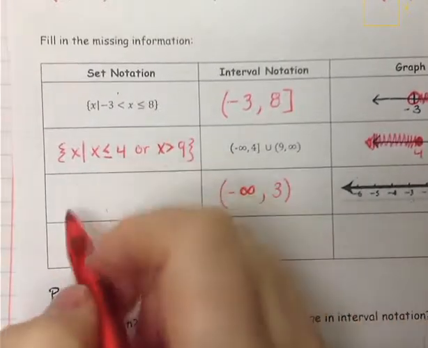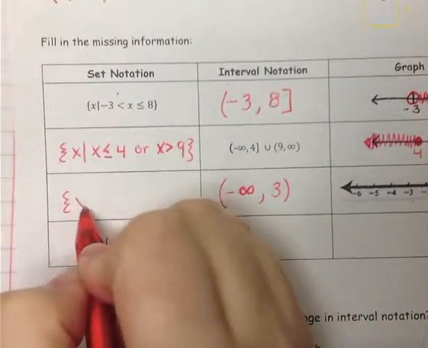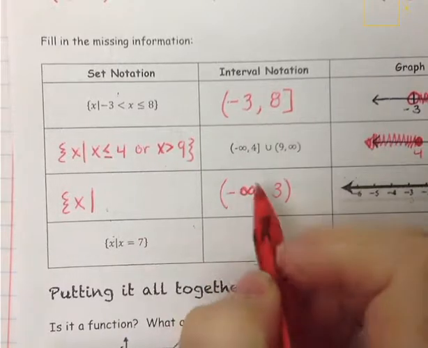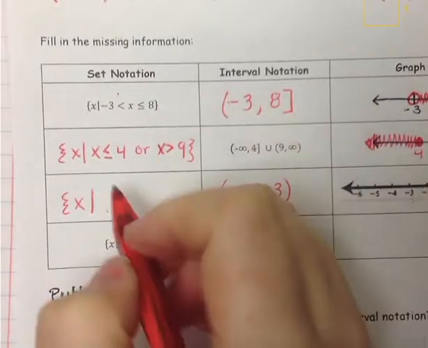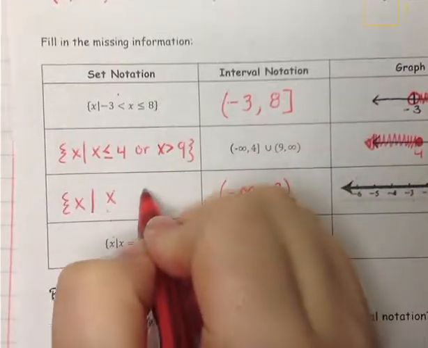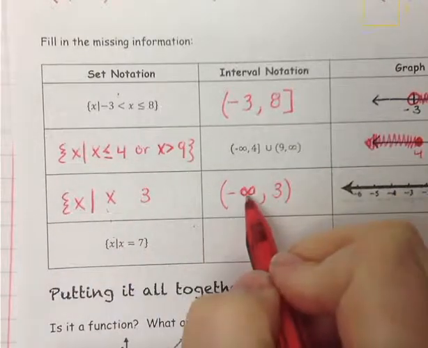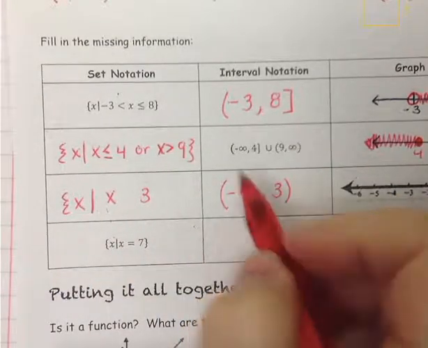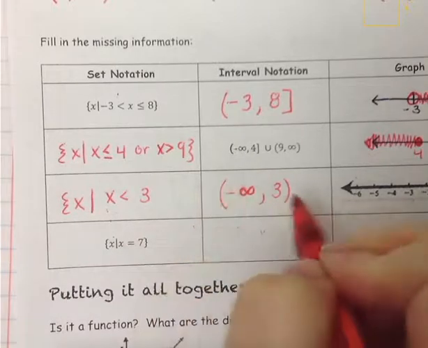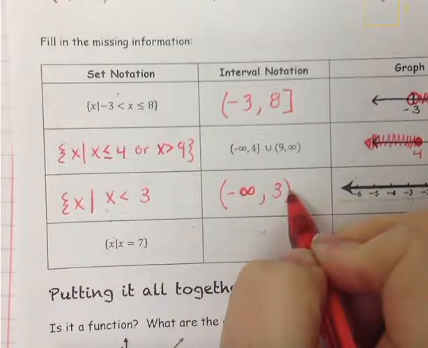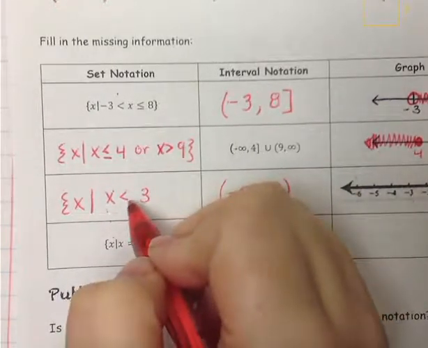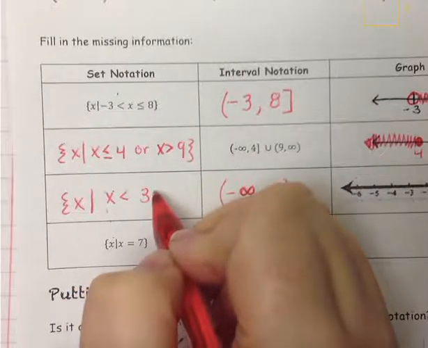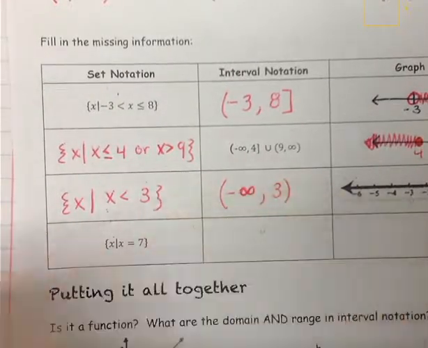For our set notation, squiggle x such that. One number means I'm going to have my one inequality, so I'll have my x and I'll have my 3. My inequality wants to go towards the negative infinity, so that's a less than. It is not closed at 3, so I do not have the equality part on our set notation. And that is our set notation.